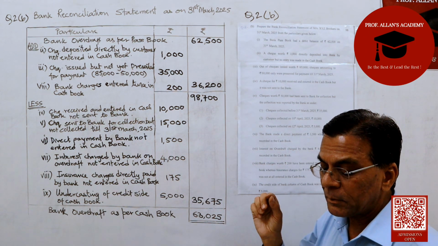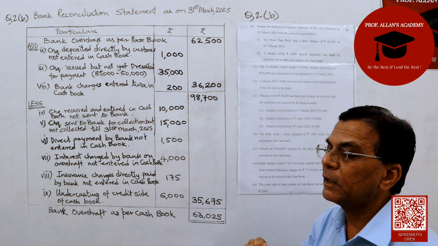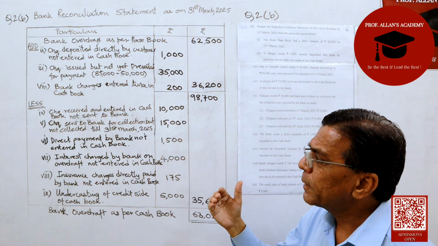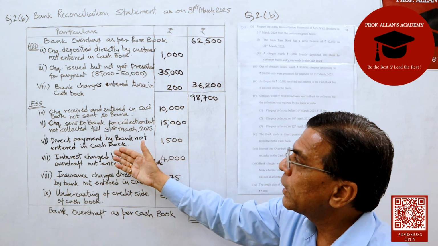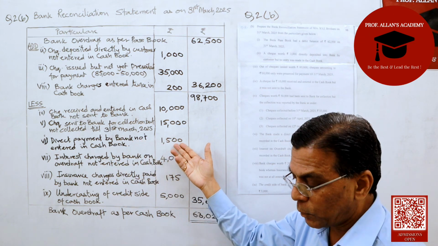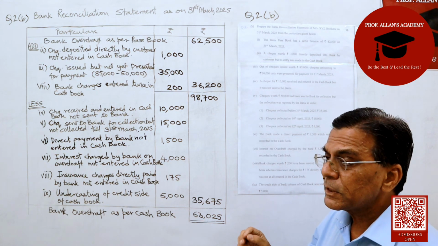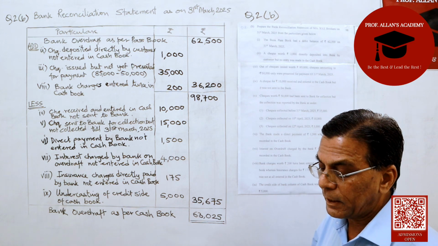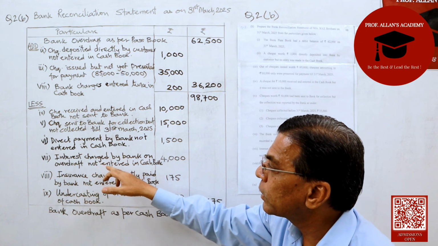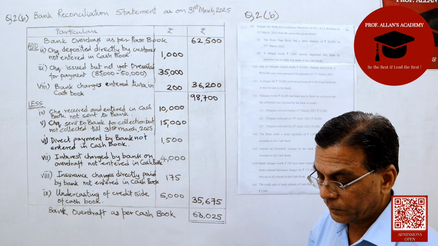When we go to item number 6, the bank made a direct payment of 1,500 which was not recorded in the cash book. So the bank is making a payment and it's not been recorded in the cash book. Therefore the entry will be less direct payment by bank not entered in the cash book, 1,500. The next item, item number 7. Interest has been charged on the overdraft balance by the bank, but this has not been recorded in the cash book. Again, I will record here interest charged by the bank. It will be less, the amount 4,000.